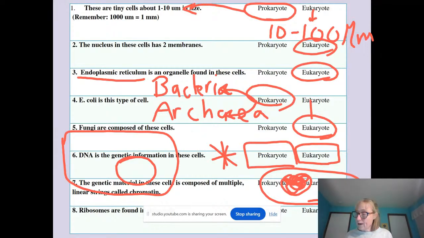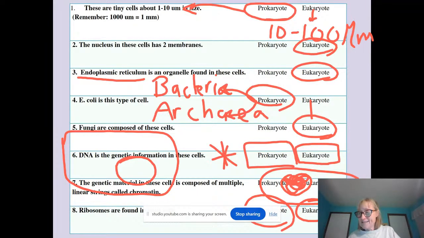And then finally, ribosomes are found in these cells. Ribosomes. What do we remember from high school? Ribosomes are the site of protein synthesis. So eukaryotes definitely have ribosomes. Do prokaryotes have ribosomes? Proteins are pretty important. Proteins are found in prokaryotes. Prokaryotes also have ribosomes. Yes, so you're going to have to circle that one as well. Yes, prokaryotes have ribosomes.